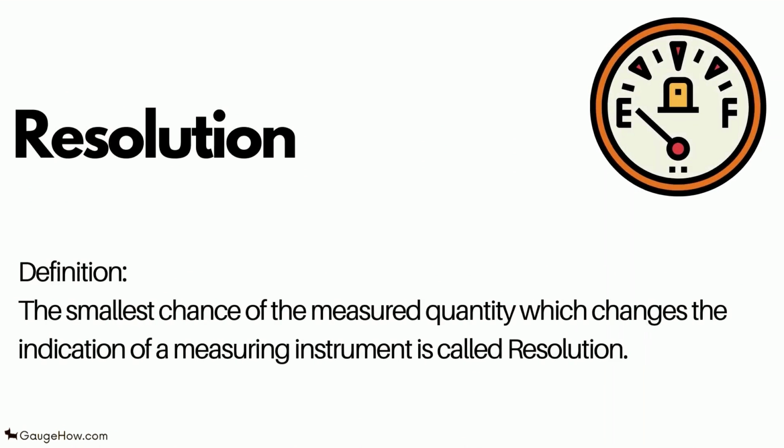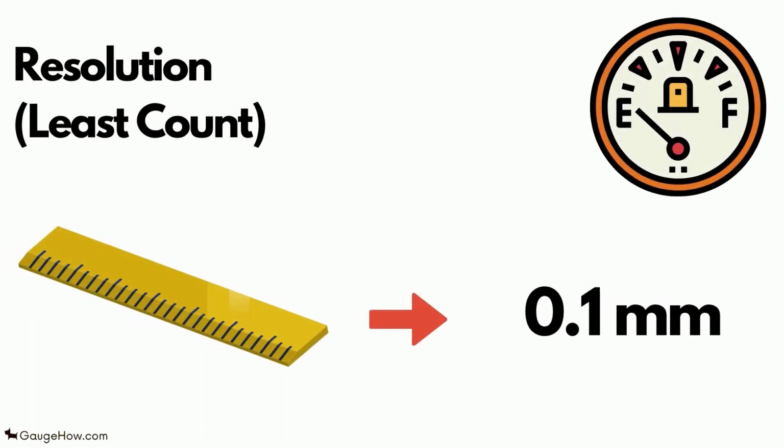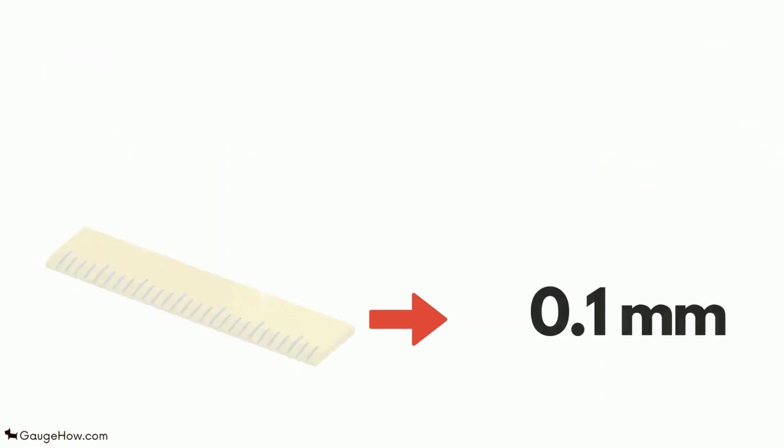Resolution. The smallest change of the measured quantity which changes the indication of a measuring instrument is called the resolution. For example, a scale can measure as small as 0.1 mm. So the 0.1 mm is called the resolution or the least count of the scale.